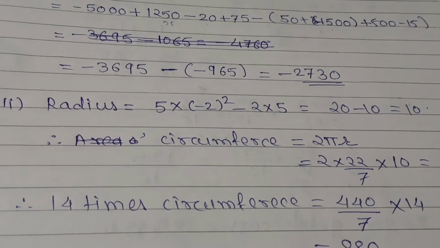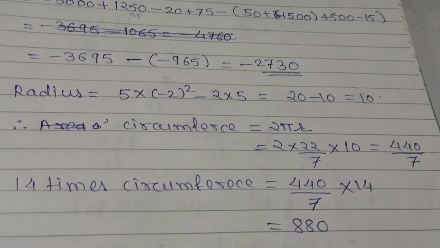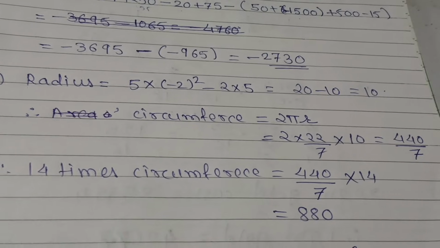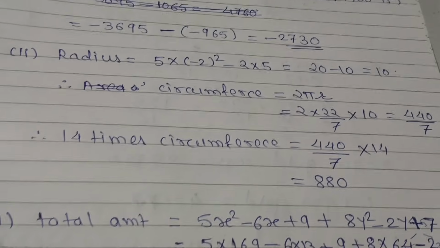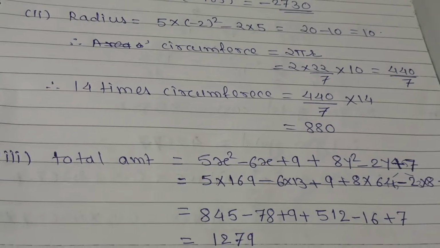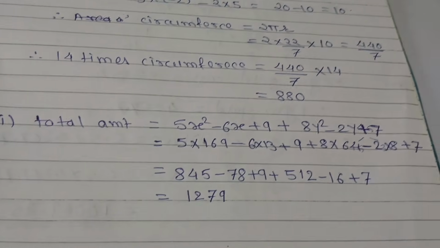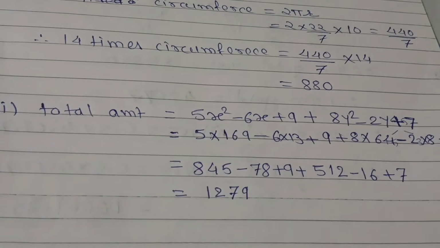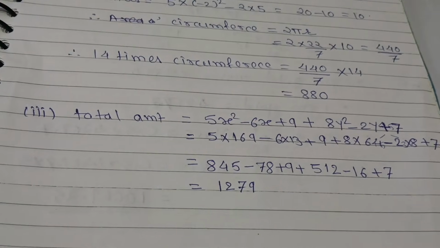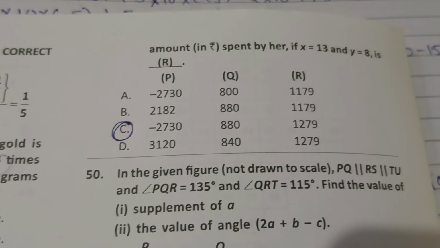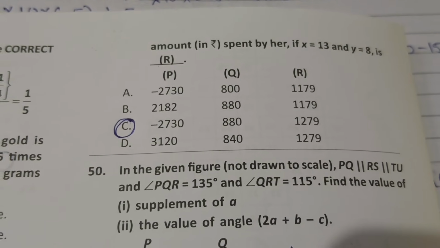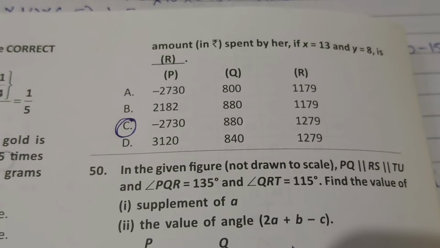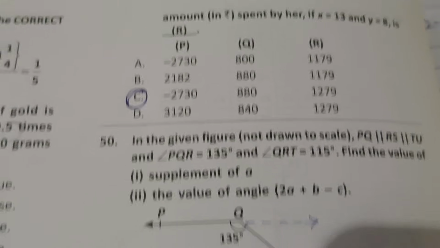For the second question, putting the values, we get the circumference of the circle as 440 by 7 and 14 times the circumference will be 880. For the third, the total amount is given and we have to put the values of x and y in this equation. We get the final answer 1279. So the value of P will be minus 2730, Q is 880 and R is 1279. Option C is the correct answer.